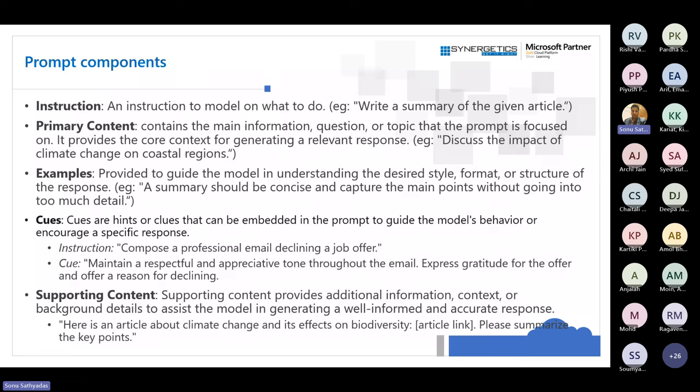So that means in every prompt, you don't need to include examples, cues, supporting content, everything. Maybe in some prompts, you may have a primary content and only an instruction. Like you give a main paragraph and below it an instruction, like summarize the above content or translate this content, something like that. So sometimes the primary content with examples, sometimes the primary content with cues, sometimes the primary content with the instruction and examples, so there will be different things.